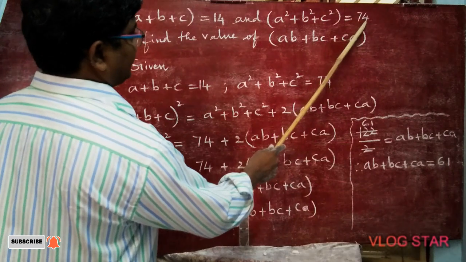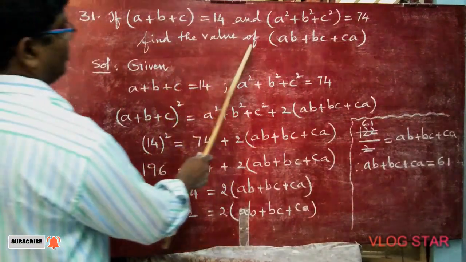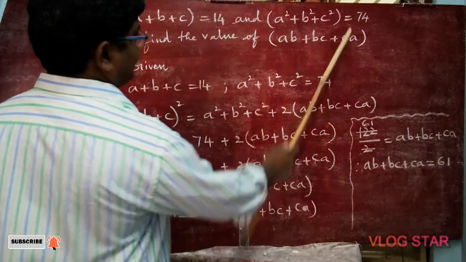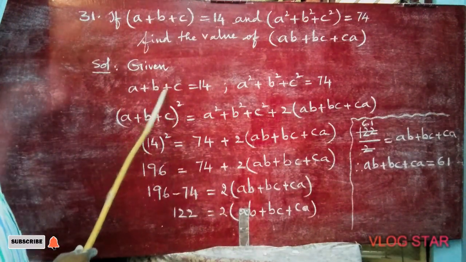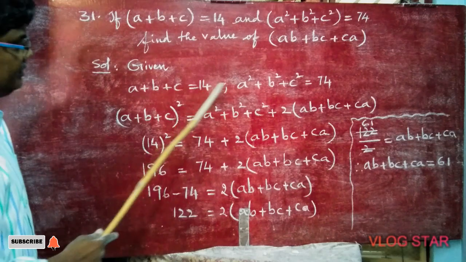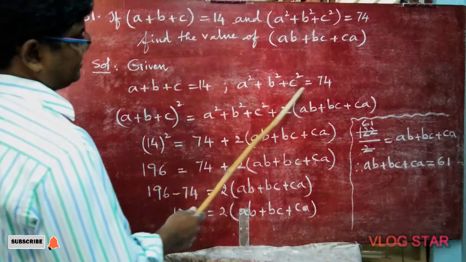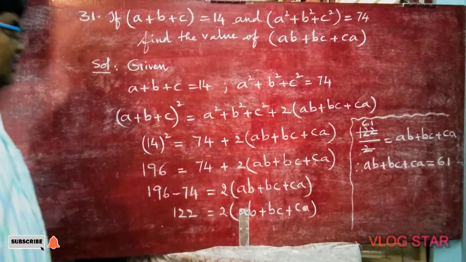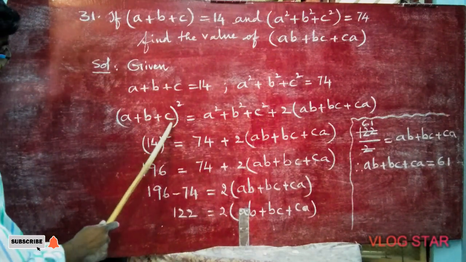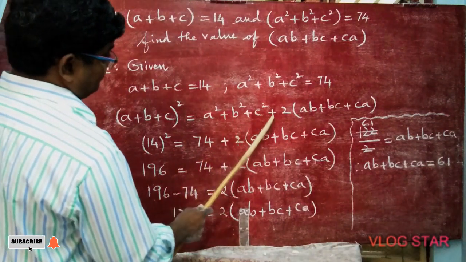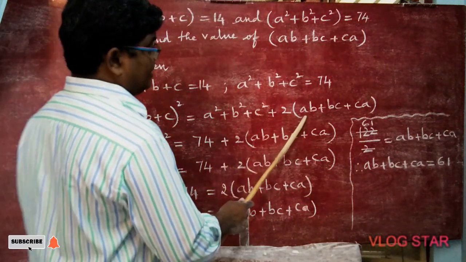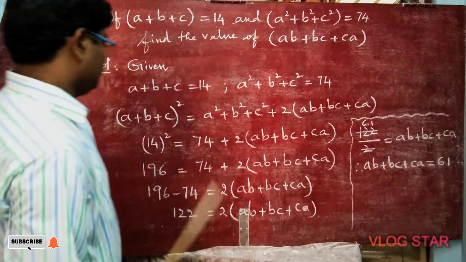First problem. If a plus b plus c is equal to 14 and a square plus b square plus c square is equal to 74, find the value of ab plus bc plus ca. Solution: given a plus b plus c is equal to 14. They have given a square plus b square plus c square is equal to 74. We know the formula: (a plus b plus c) whole square is equal to a square plus b square plus c square plus 2 into (ab plus bc plus ca).